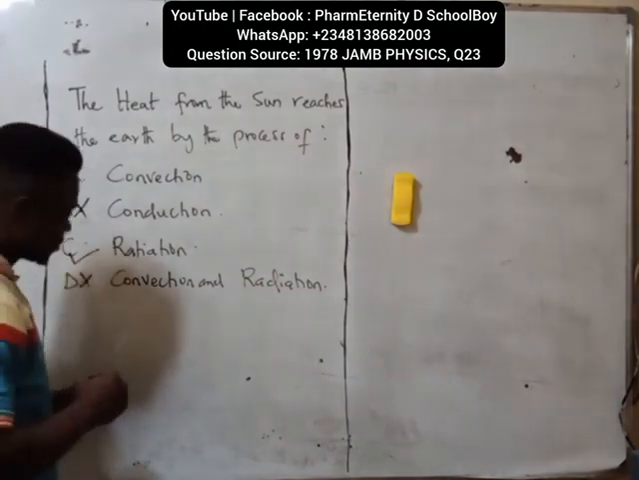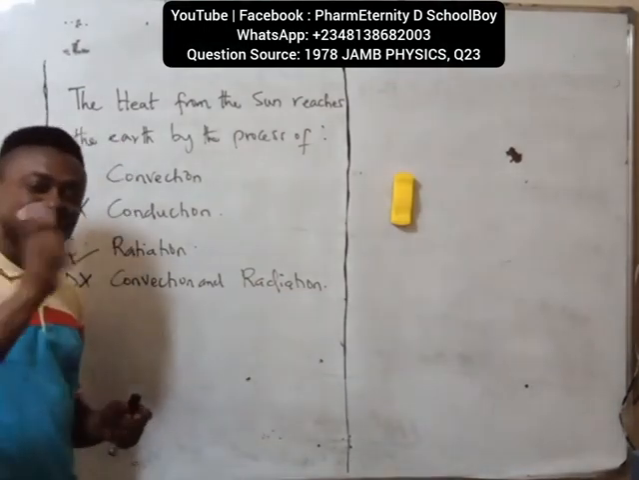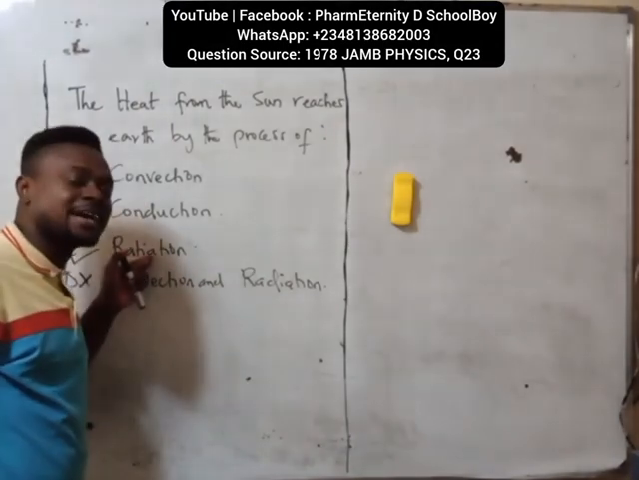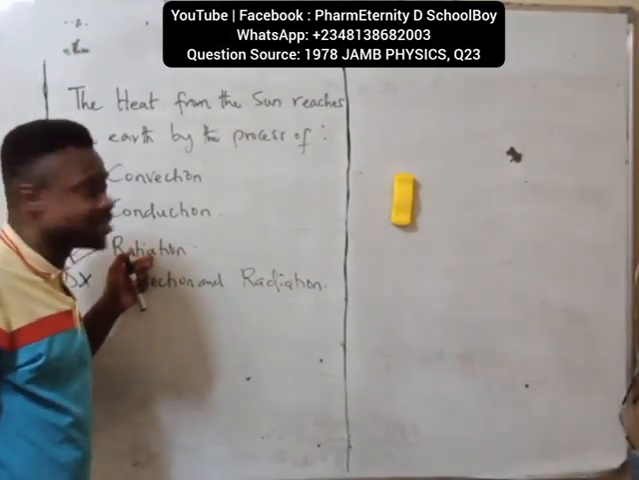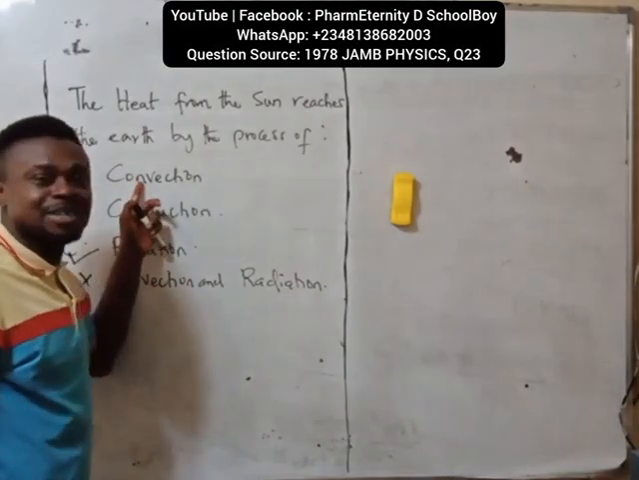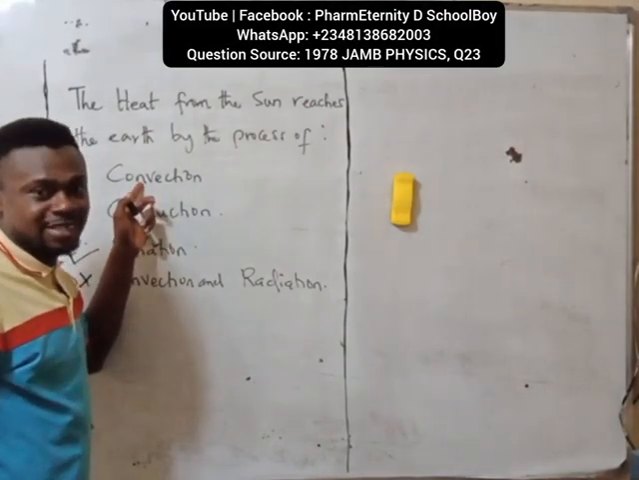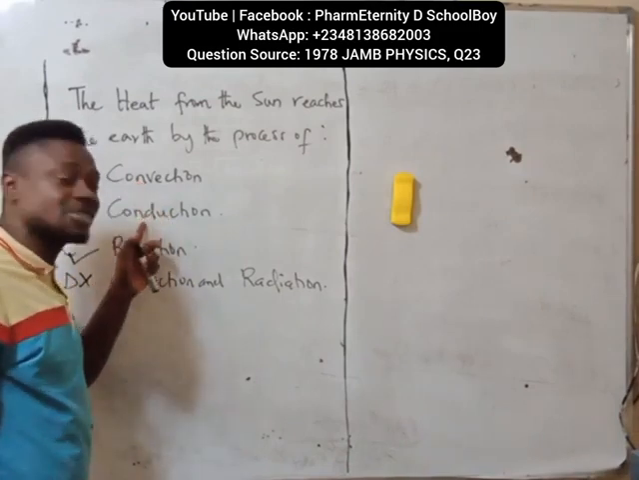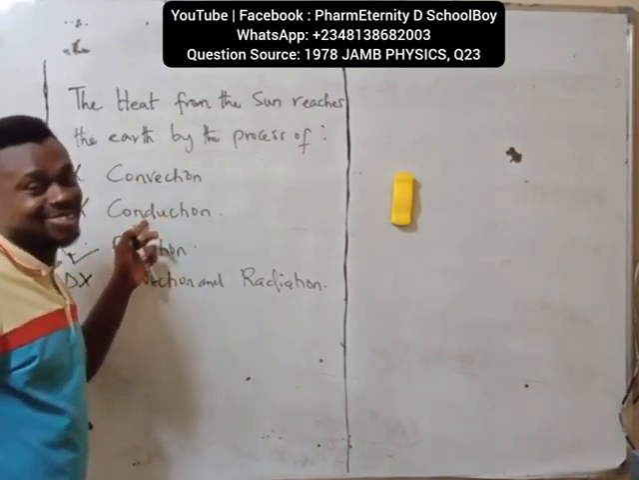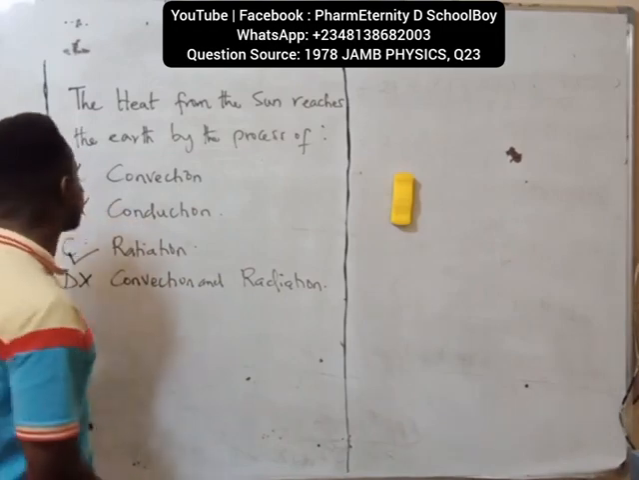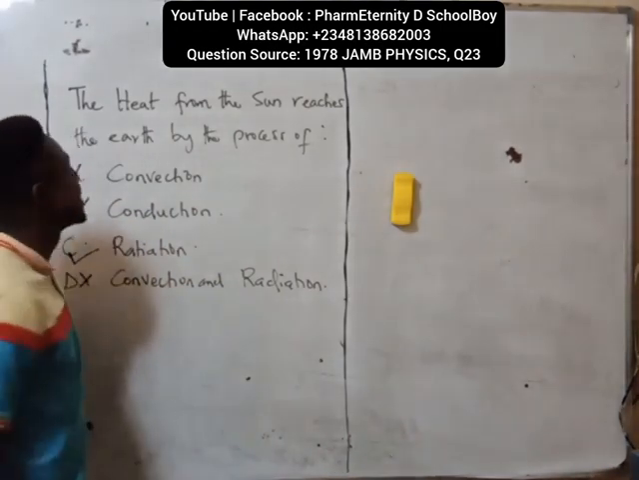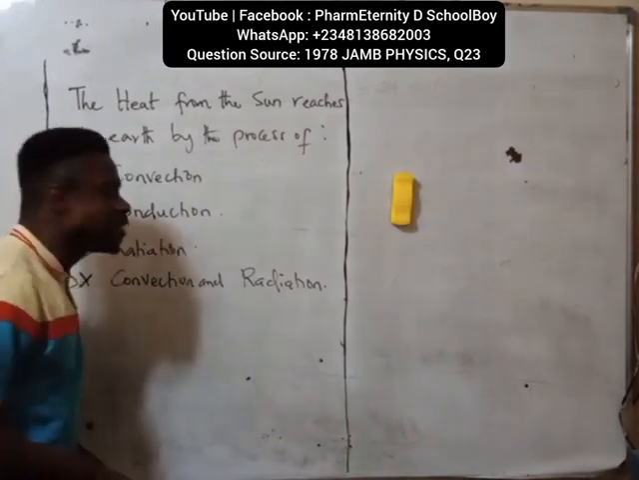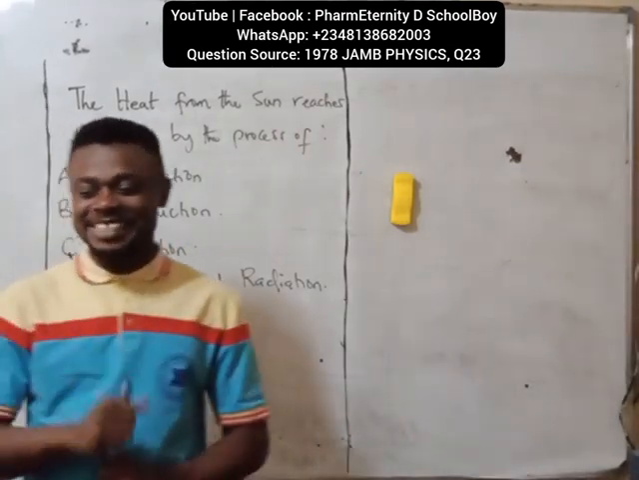Radiation. A very important point to note here is that radiation doesn't require any medium. But convection requires a medium. It takes place in liquids and gases, fluids. Conduction requires a medium, and takes place in solids. Alright, so the answer to this question is D, radiation. The heat from the sun reaches the earth by the process of radiation.